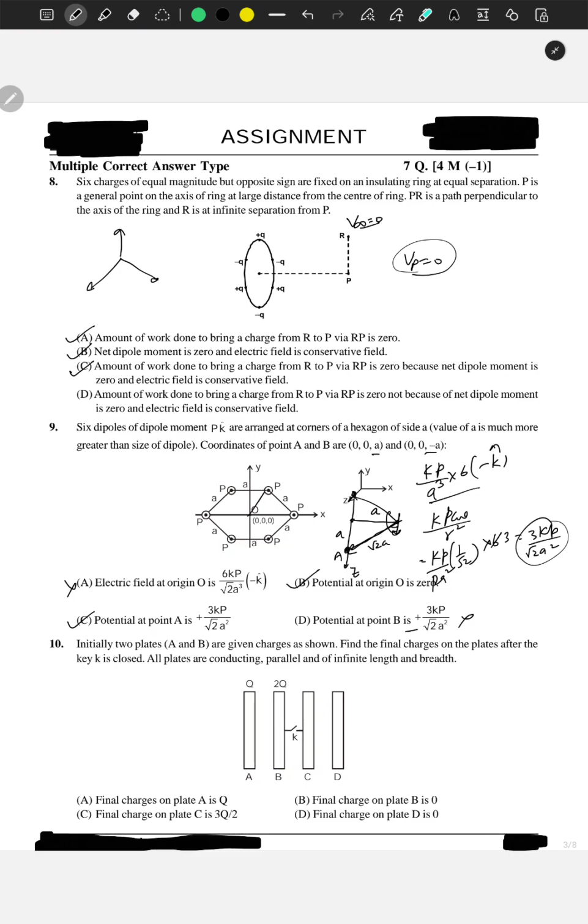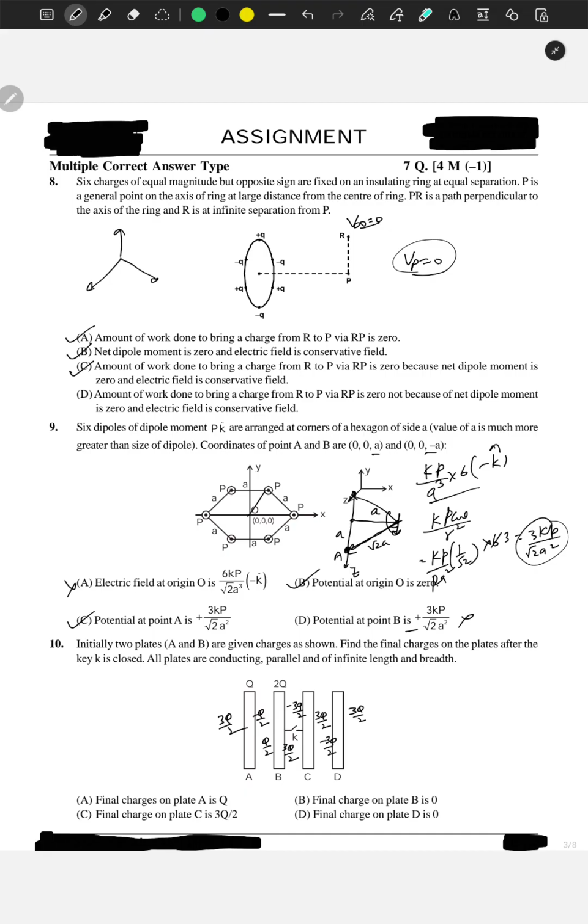So what happens here? First of all, we'll distribute the charges normally. So 3q is there, so 3q by 2, 3q by 2. Here minus q by 2, then q by 2. Here 3q by 2, minus 3q by 2. Net charge is 0, so 3q by 2 minus 3q by 2 becomes 0.